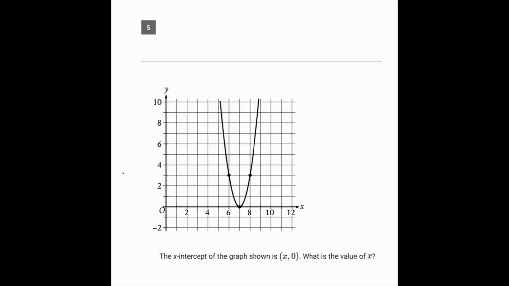Now going over to question 5. Here we're being asked about the x-intercept. That's the place where our graph hits the x-axis. By the way, the x-intercept is where y is 0. The y-intercept is where x is 0. So where is this curve hitting the x-axis? Right here at 7. And that's our answer to number 5.